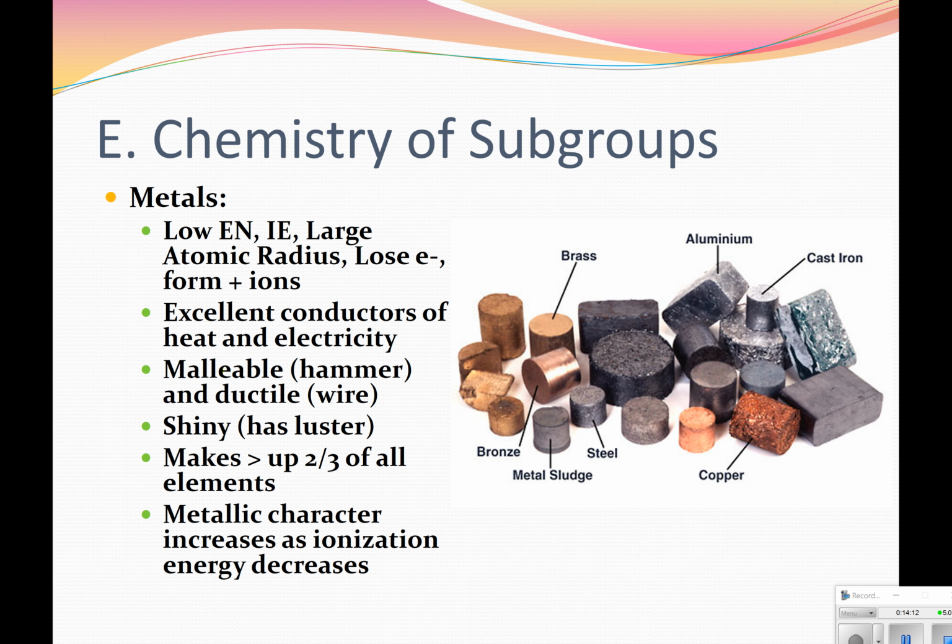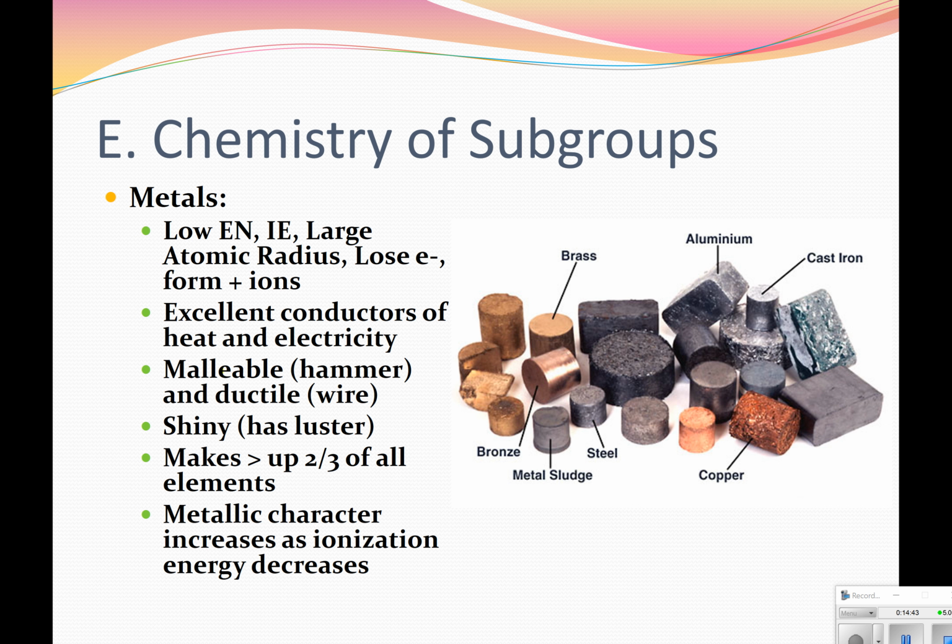Now, looking at some of the properties of our three subgroups, metals, as we just described, have low electronegativity, low ionization energy, and a large atomic radius. They like to lose electrons and form cations, or positive ions. Some of this might seem intuitive as far as your knowledge of metal itself, but metals are excellent conductors of heat and electricity. Two vocabulary words you have to make sure you know are malleable and ductile.